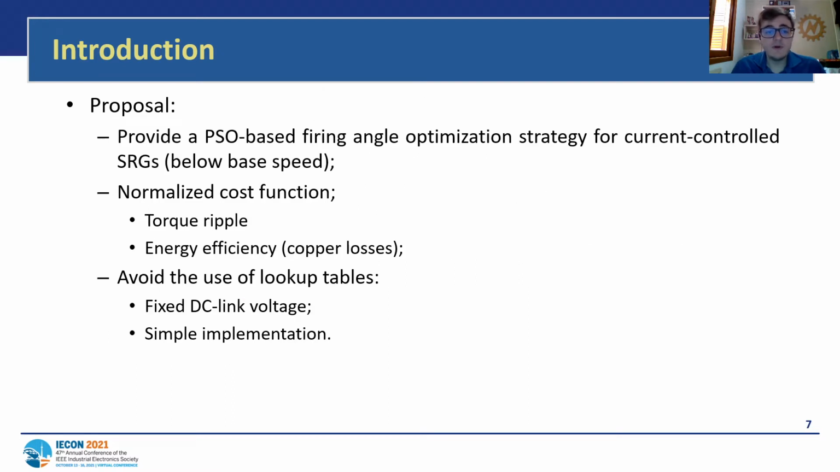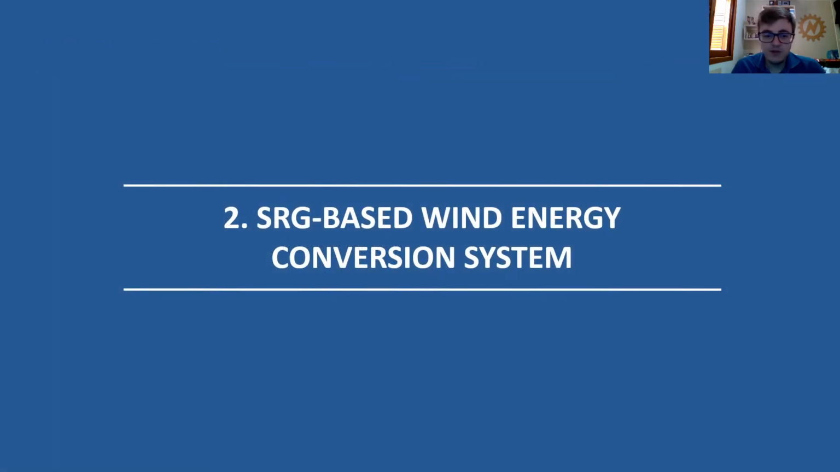So this paper seeks to provide a PSO-based firing angle optimization strategy for current-controlled switched reluctance generators. This means the focus of this work is the operation below base speed. This paper also uses a normalized cost function, which means it considers both torque ripple and copper losses through the use of the current metric. Moreover, this procedure seeks to avoid the use of lookup tables, considering a fixed DC link voltage and ensuring simple implementation. So let's talk a little bit about the wind energy conversion system.